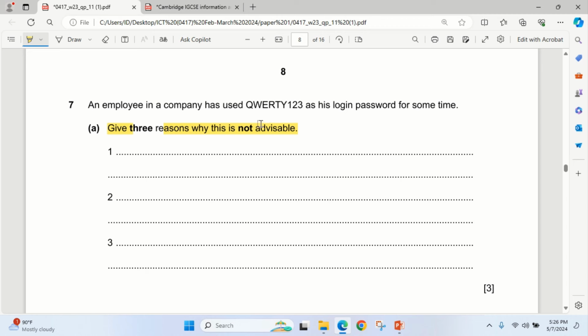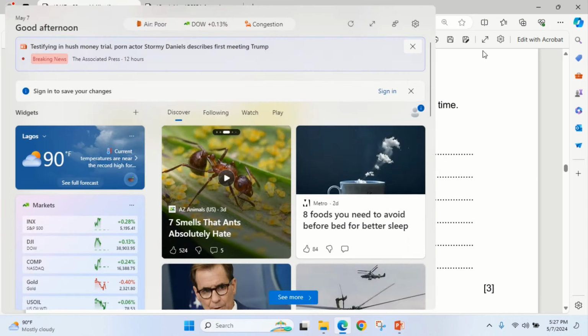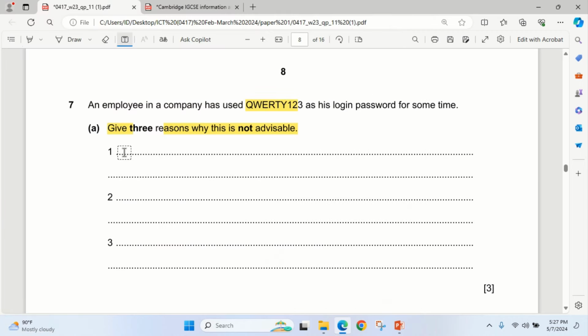Another thing is that QWERTY can be found on the keyboard just like that. So if you are pressing it and somebody is watching your fingers, they can see that you press QWERTY because the keys follow like that on the keyboard, and 123 on the keyboard. So all of these reasons are what you consider when saying that this is not advisable. You can start by saying that the password is not strong in the first place. This is not a strong password.